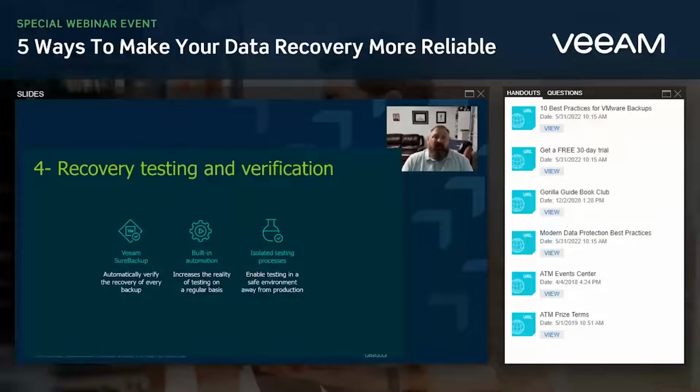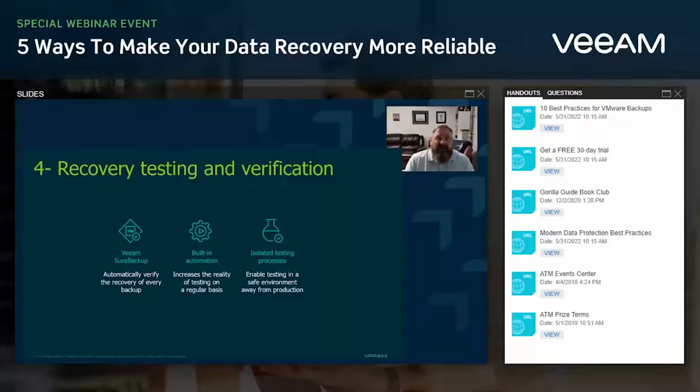Number 4, Kaylee mentioned this one: recovery testing and verification. What gets measured gets done. So we have a few different things here, including Veeam Backup's built-in automation that you can take advantage of, and the instant recovery technology that Veeam pioneered many years ago, to provide you with an isolated testing process that's really fast and easy to do. So let's go through these things individually.